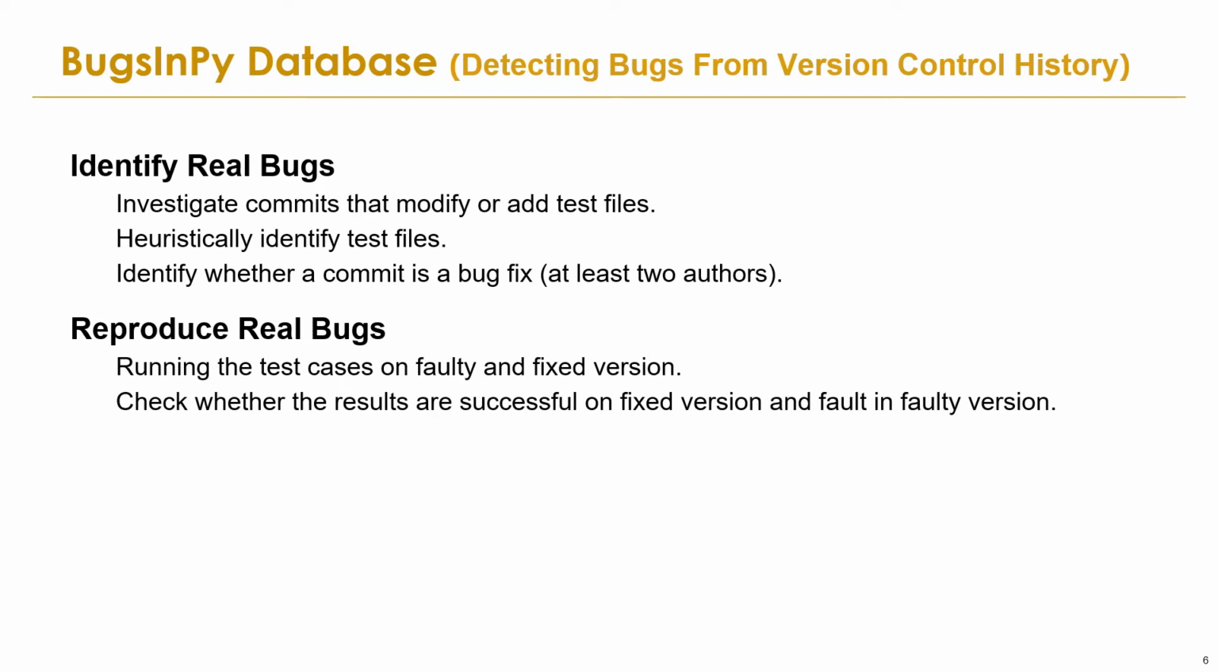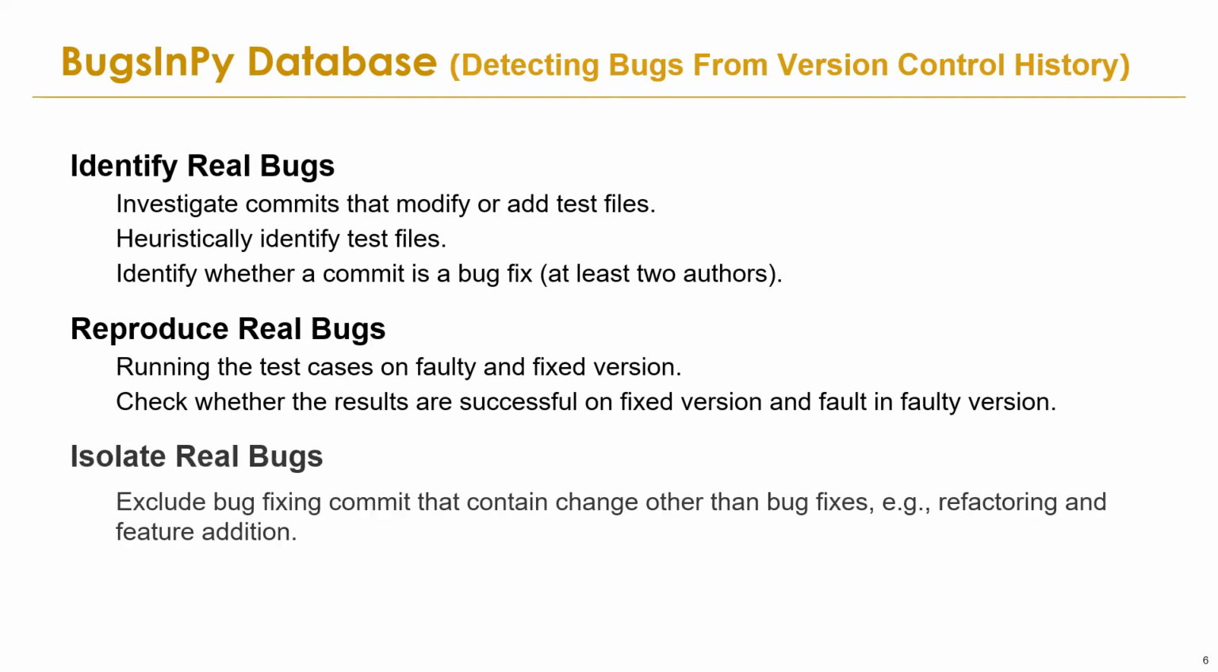We identify these test cases by running them on both the faulty and fixed source code versions. The test cases should fail on the faulty source code version and run successfully on the fixed source code version. We identify these test cases as the ones that trigger the bug. We exclude the bug fixing commits that do not have such test cases.